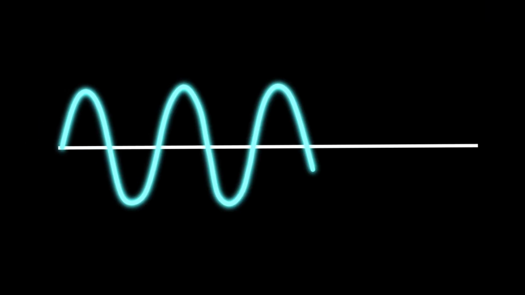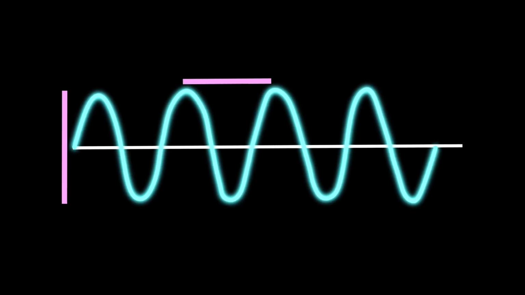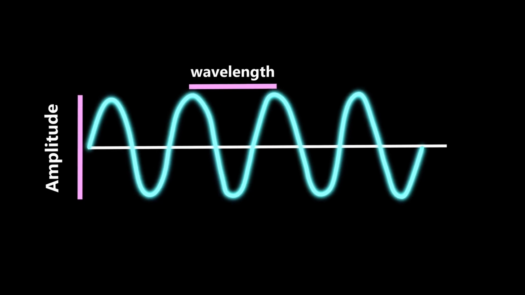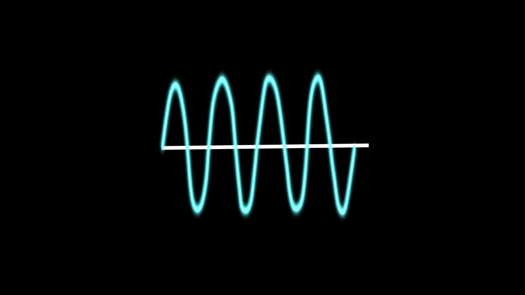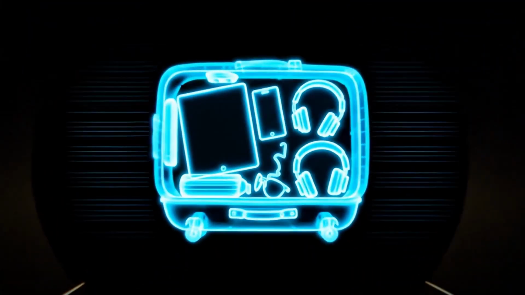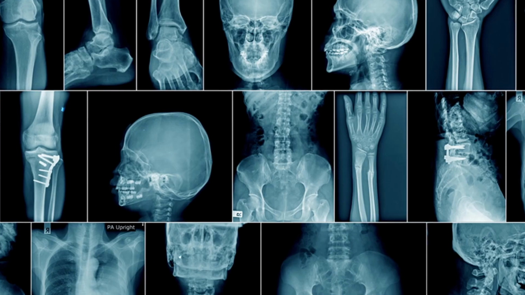Now let's take a wave here. The wave has a height, a length and the number of occurrence. We can call this as amplitude, wavelength and frequency. When you increase the frequency, say tightening it, they gain enough energy to pass through objects and even our skin. Yes, that's how X-rays work.